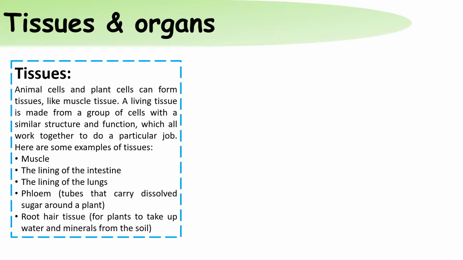Some examples of tissues are muscle, the lining of the small intestines, which is villi tissue, the lining of the lung, phloem that carries glucose around plants, and root hair tissue which absorbs water and minerals in a plant's root.